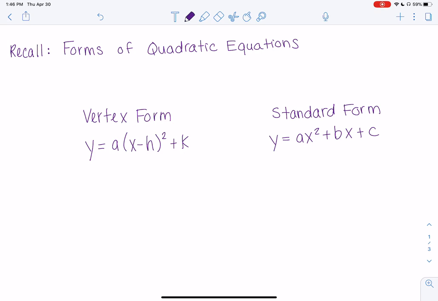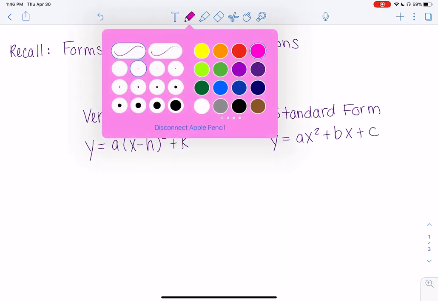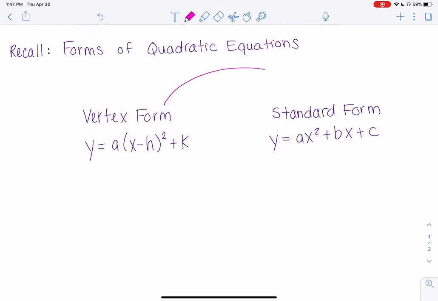So yesterday, we were asked to go from here to here as part of one of our questions. And how we did that is we just multiplied it out. So we just expanded and simplified.